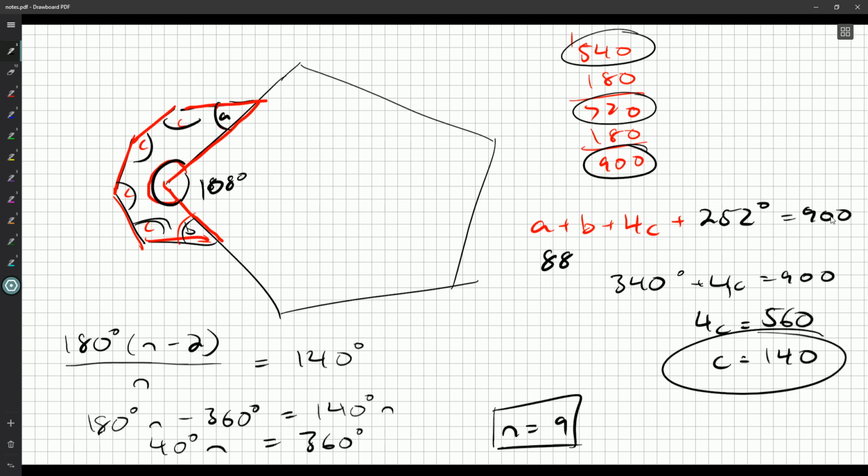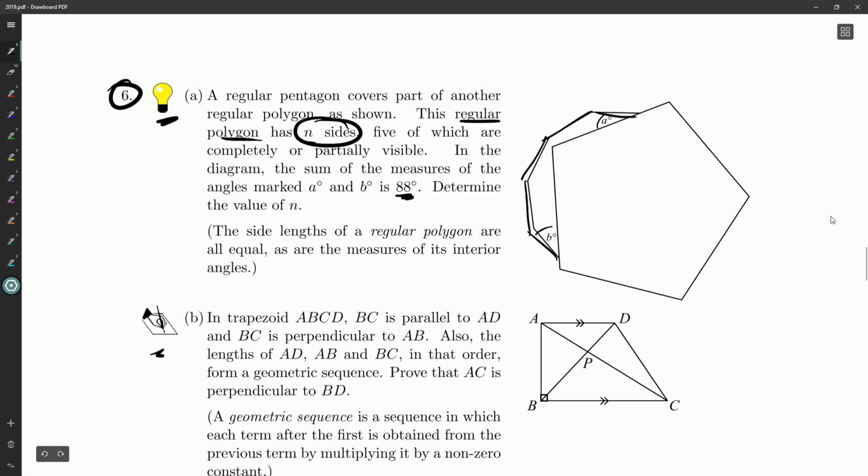Most of that was a verbal explanation. I mean, I did show my work there. Most of it's a verbal explanation because this is a light bulb, and they just want the value of n. So you don't have to do anything. Just write 9 in the little box provided in the booklet.